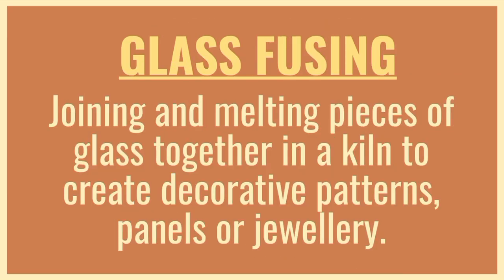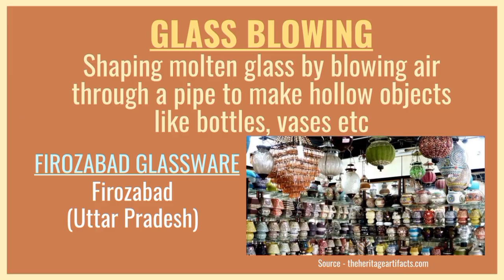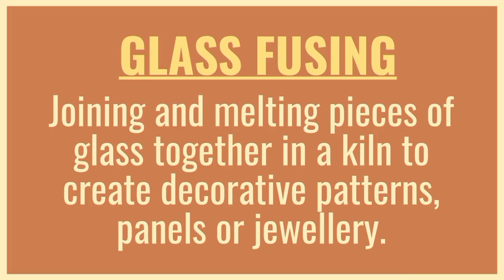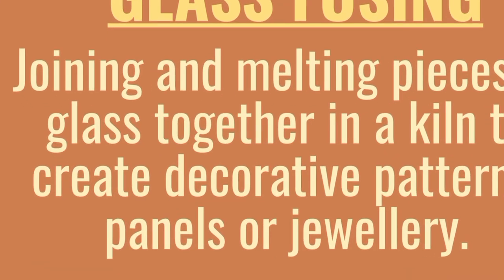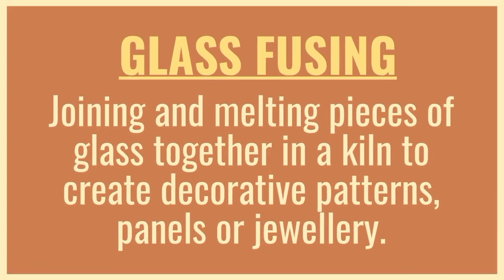There is glass fusing, where you join melted pieces of glass together in a kiln to create decorative patterns, panels, or jewelry. Basically, in glass blowing, you make bottles and vases, hollow objects. And in glass fusing, you join and melt pieces to create panels or jewelry.